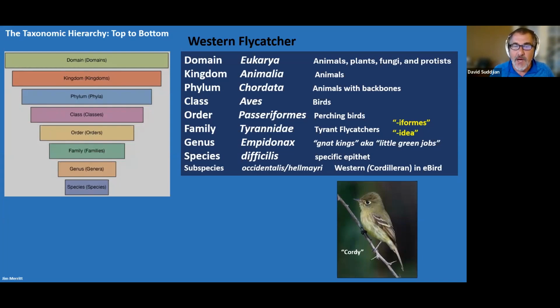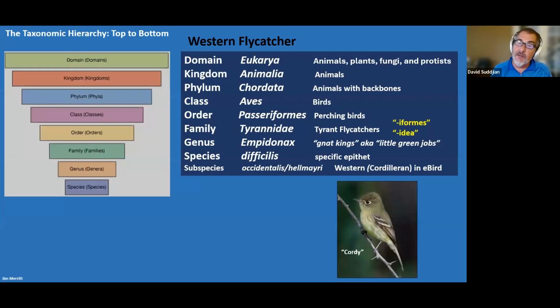And then as we move down into genus, we're getting more specific now. So the family Tyrannidae was all the tyrant flycatchers, which worldwide here, that's a New World family. There's something like 500 or so. It's a very, very big family of birds. But the genus for the Western flycatcher is Empidonax, and that's a much smaller grouping, and it's a particular style of flycatcher that all pretty much look exactly like the Western flycatcher with some minor details. So little green jobs, right?